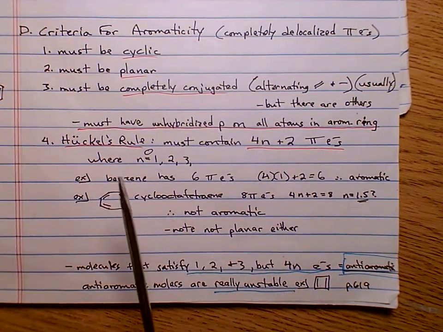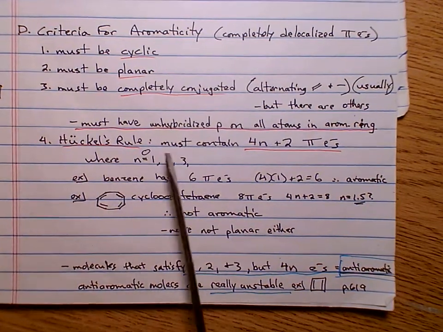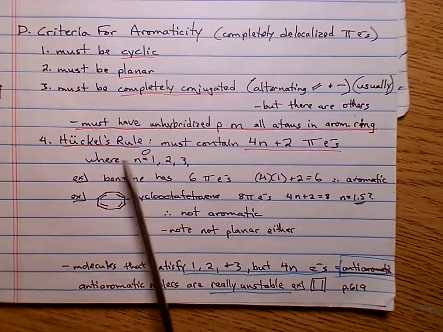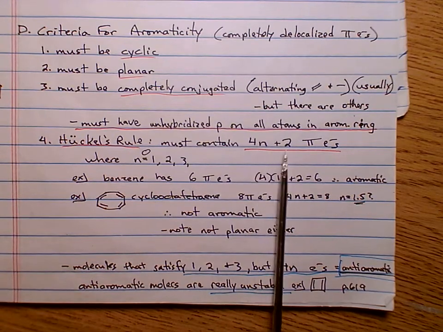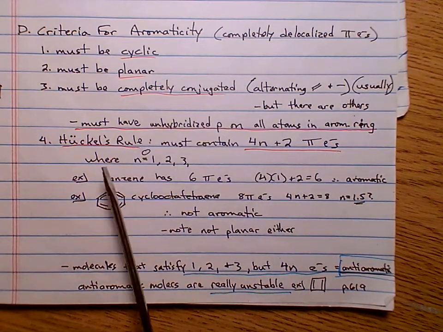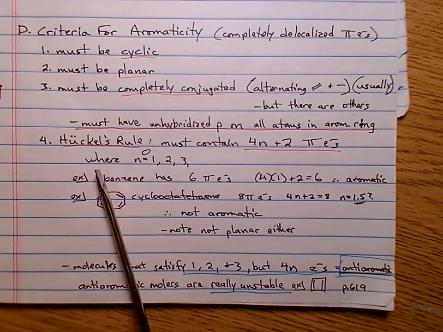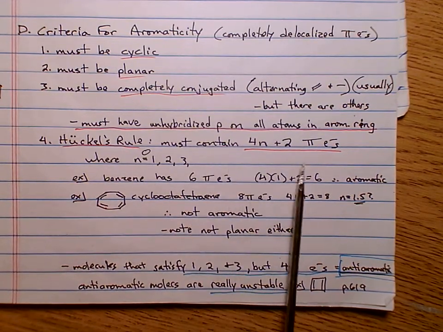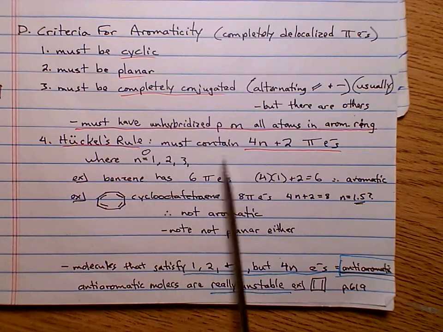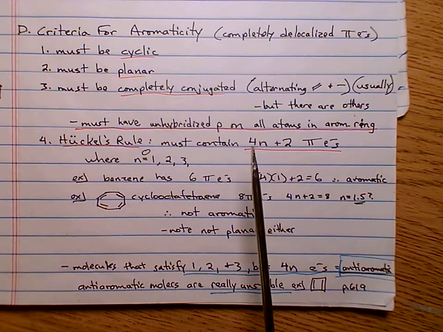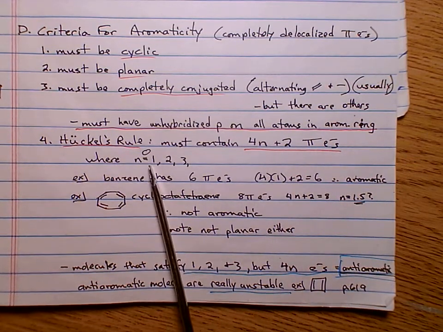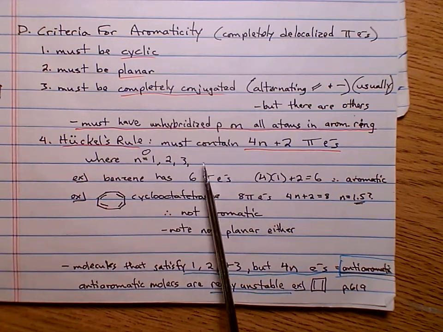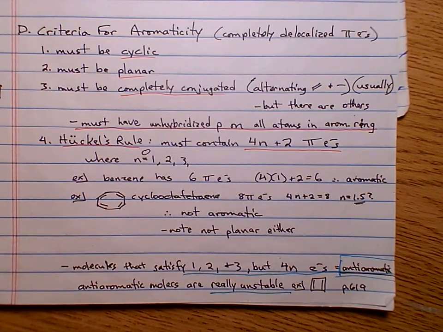And the last rule is Huckel's rule. The ring must contain 4n plus 2 pi electrons, where n, I guess it could be 0, but really n equals 1, 2, 3, 4, 5, 6, 7, counting integers. It can't be 2.5. It can't be 1.5. It has to be 1 or 2 or 3 or 4 or 5, the whole number here.